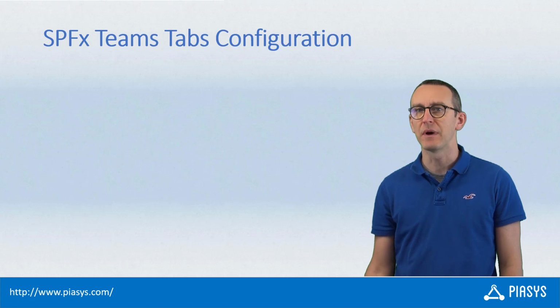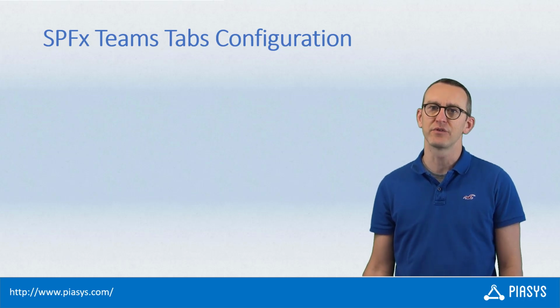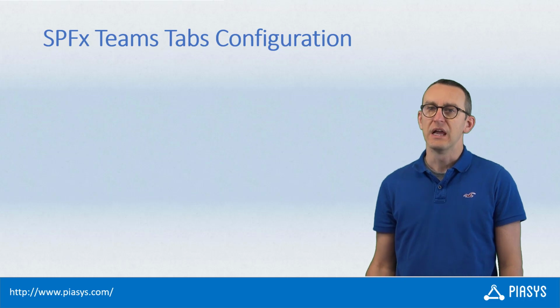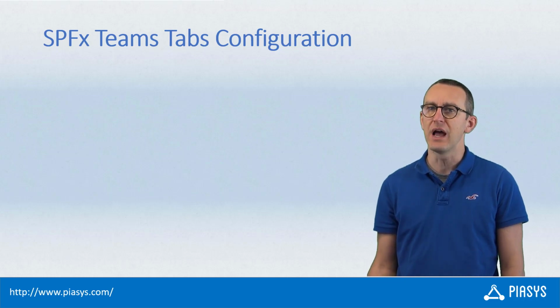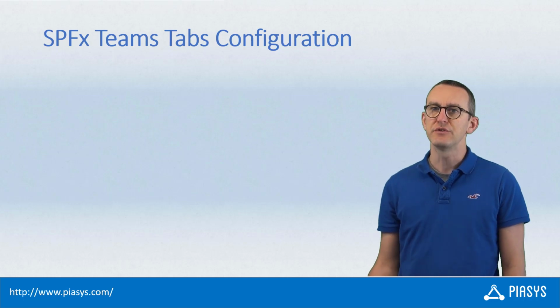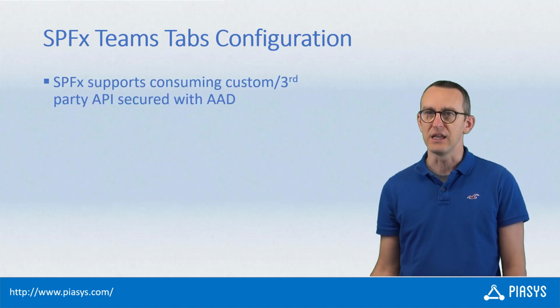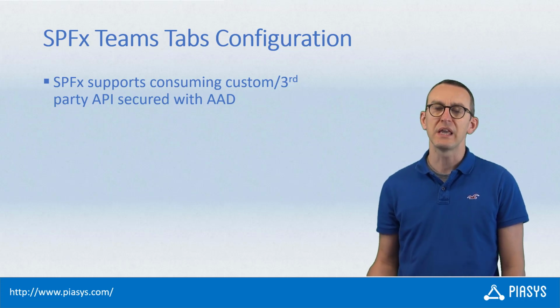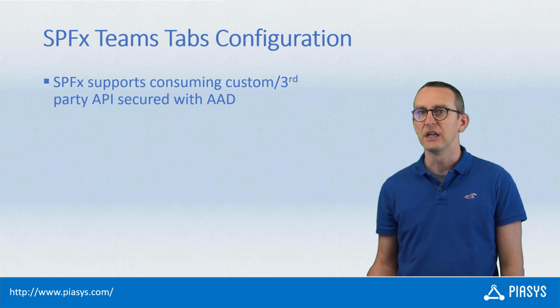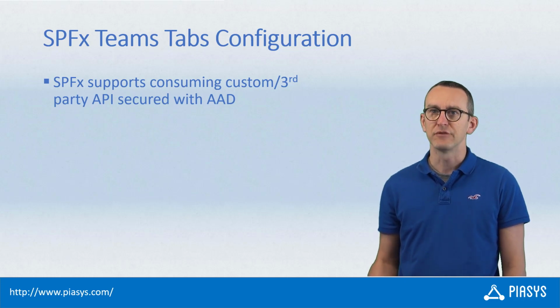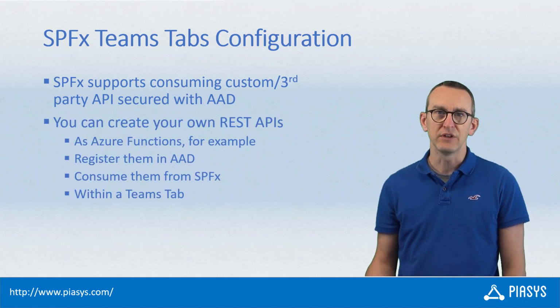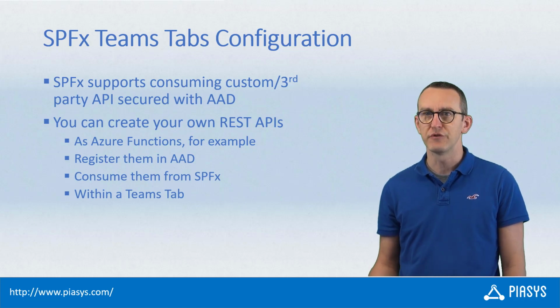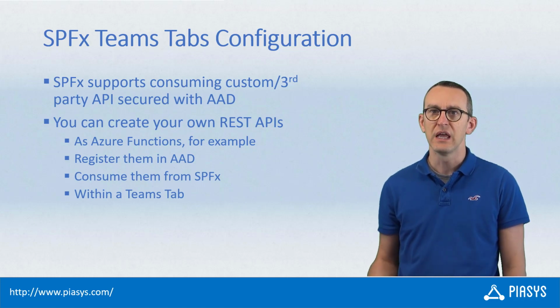Today we keep on talking about how you can easily extend Microsoft Teams using the SharePoint Framework. Specifically, I want to explain how you can create a SharePoint Framework Teams tab that can be used to consume an external REST API. In fact, in SharePoint Framework, you can easily consume any REST API as long as it is registered in Azure Active Directory. And from a Teams tab point of view, you can easily do that. You can create, for example, an Azure function, register it in Azure Active Directory, and consume it from SharePoint Framework and from a Teams tab.